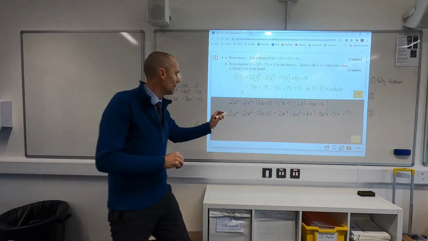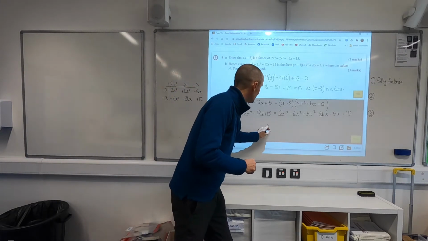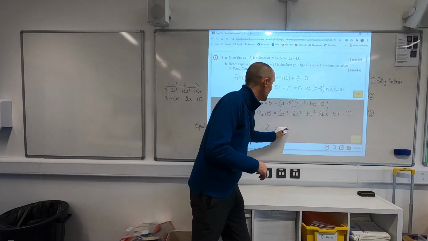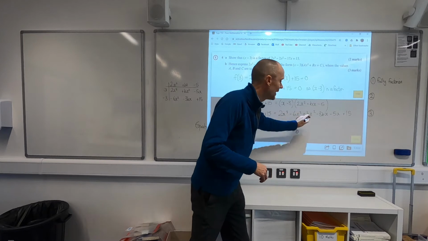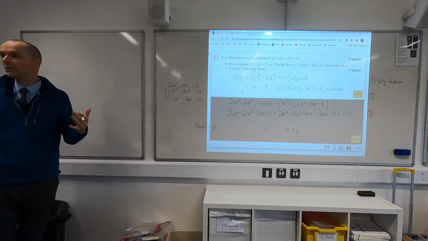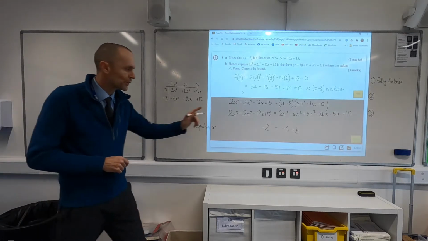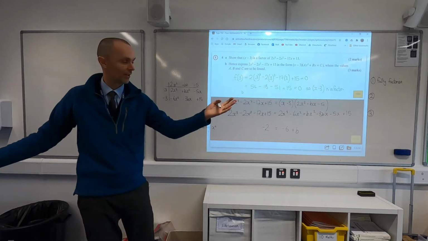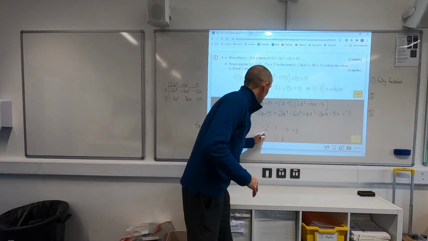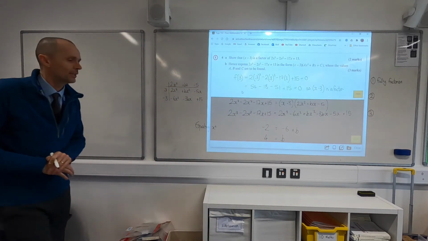So I've got minus 2 here, and I've got minus 6 plus b here. Okay, so I'm not writing the x squares, I'm just saying how many I've got. I'm adding them up, and the equal sign says, right, you've got the same number on both sides, won't work otherwise. So b equals 4.